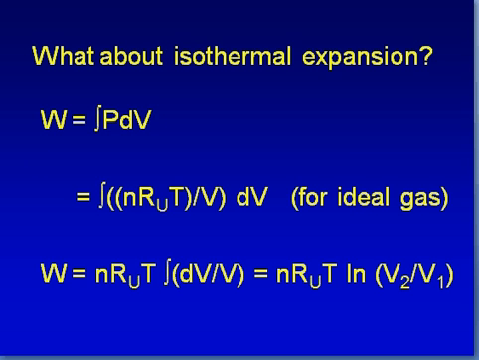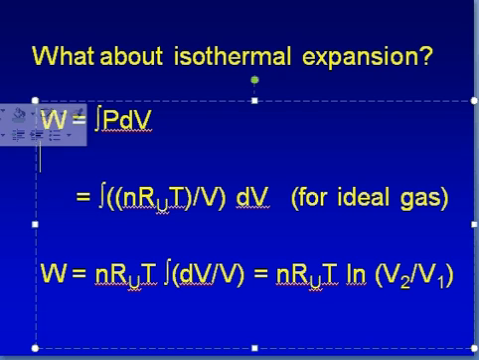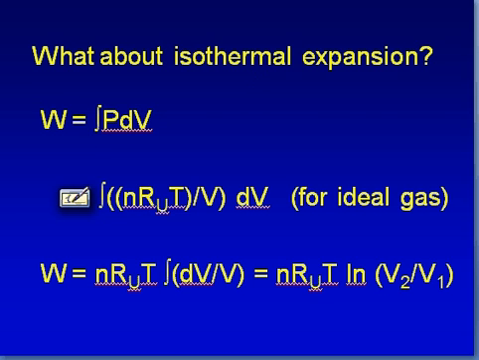You can solve that. P is equal to nRT over V. And you'll wind up with nRT dV over V is what you'll be integrating. Since T is constant, we can take it outside. R is constant. n is constant, so we have nRT, the integral of dV over V, and you see that's something fairly easy to integrate.